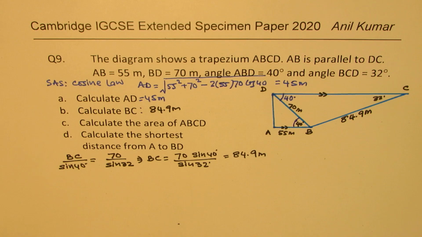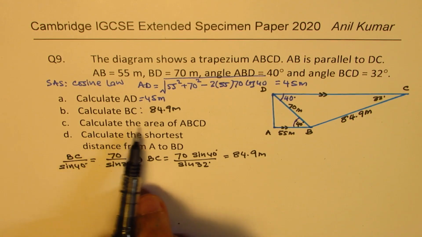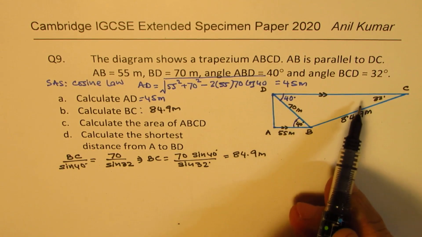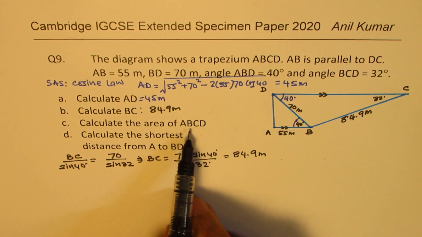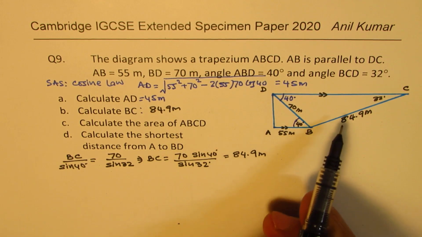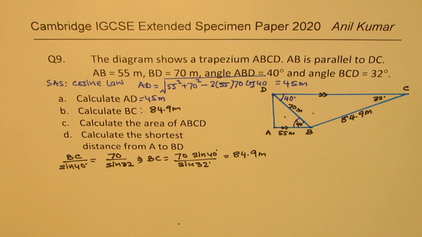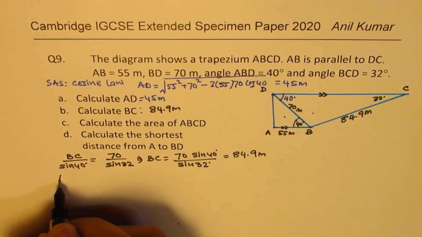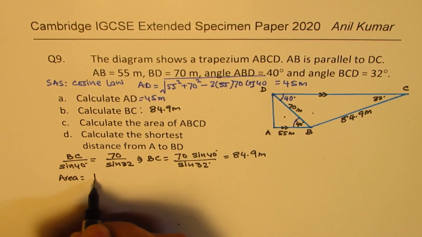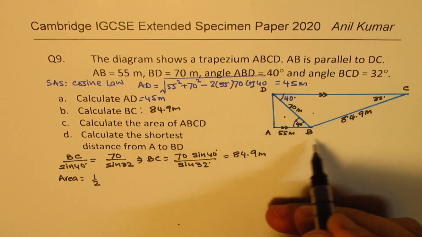Perfect. Third thing, we need to calculate area of ABCD. Now ABCD is actually the sum of two triangles, right? These are the two triangles. So we'll find the area as area of triangle ABD.